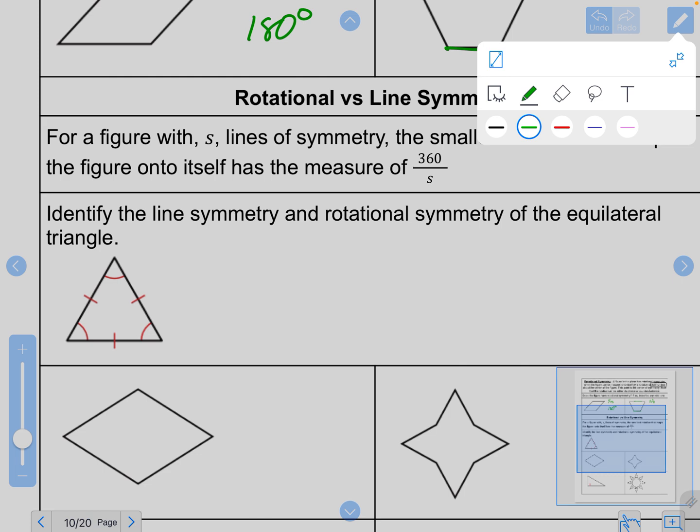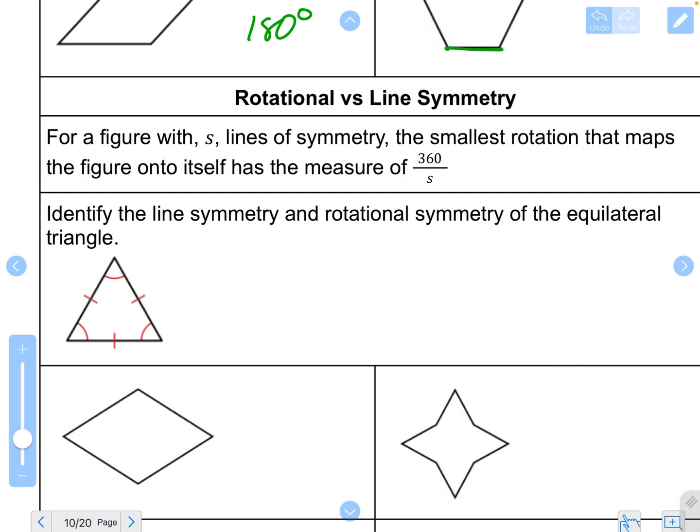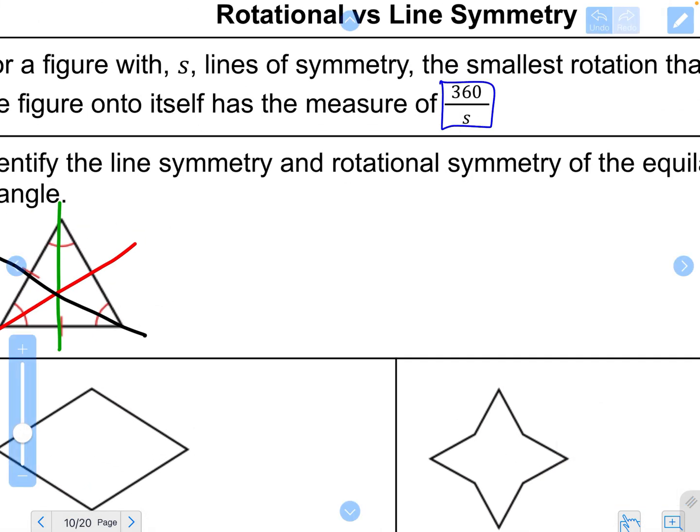So our rotational symmetry and our line symmetry have a lot of things in common. So if a figure has line symmetry, we know that it also has rotational symmetry. So we can use our line symmetry to figure out how many degrees we can rotate it before the shape is the same. So if we look at our equilateral triangle, we know that it has 3 lines of symmetry because all the sides are the same distance. And because they're all the same distance, since it has 3 points, we know that it has 3 lines of symmetry.